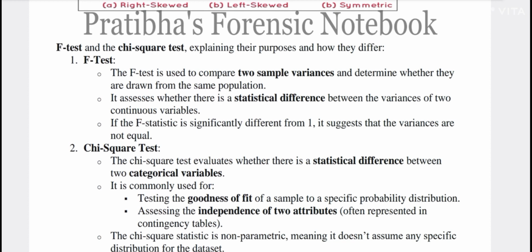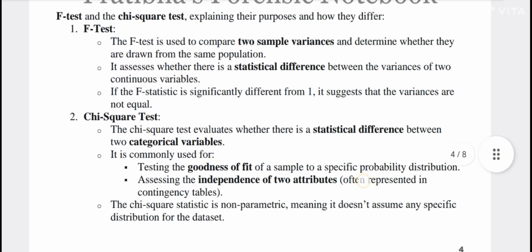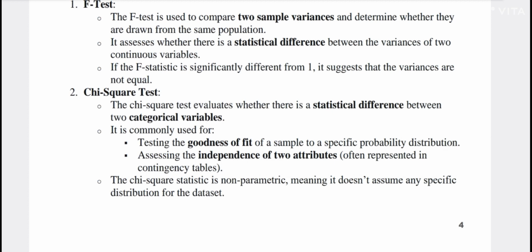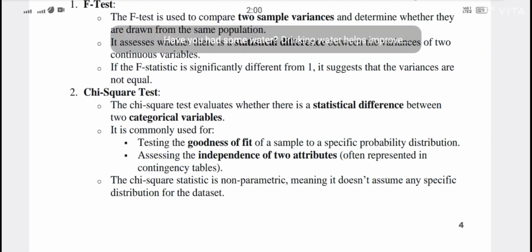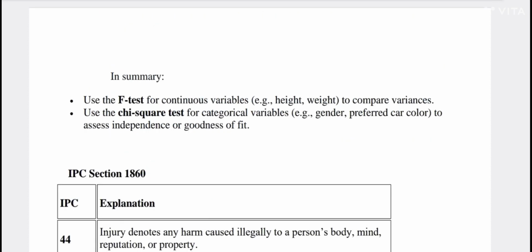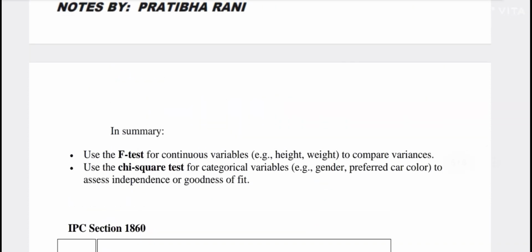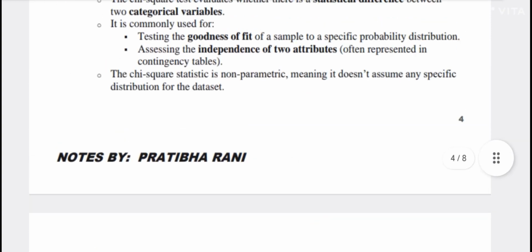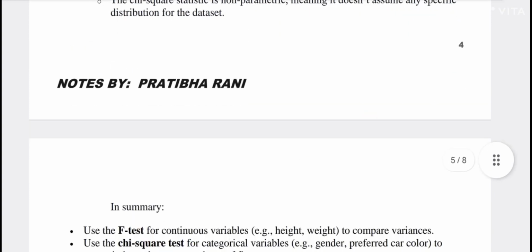Then the next one is the chi-square test. This test determines the difference between observed and expected frequency of certain observations. Basically, it helps us to determine the goodness of fit of a sample. The F test is used for continuous variables, for example height and weight, to compare variances. The chi-square test is used for categorical variables, for example gender and color, to assess independence or goodness of fit. You can study these points written here.